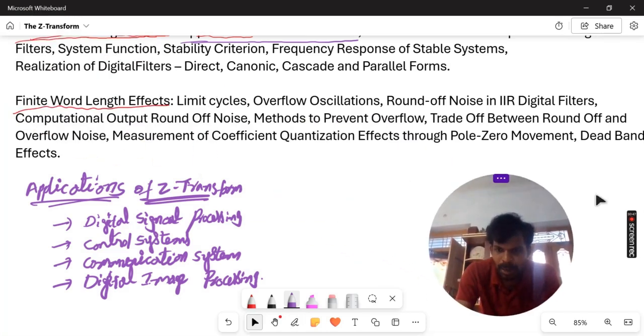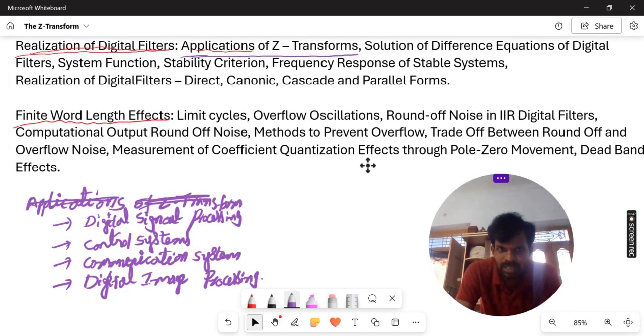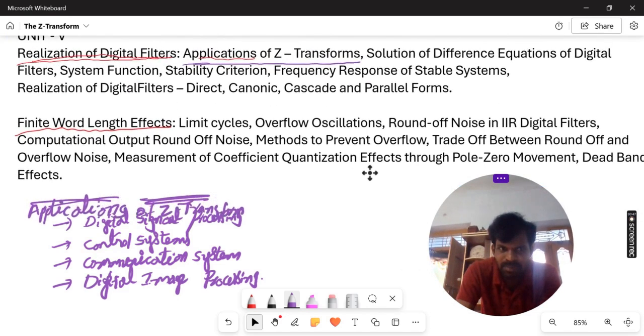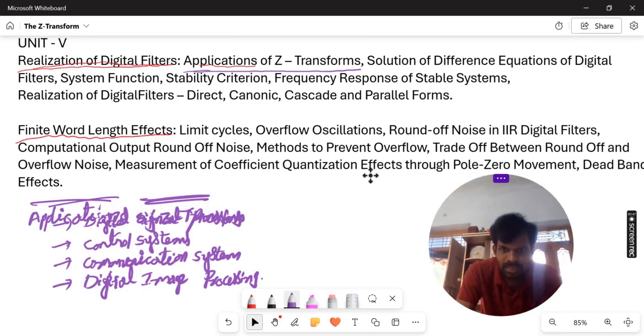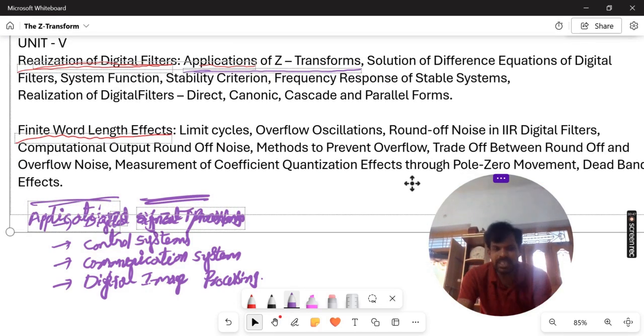The first one is applications of the Z transform. The reason we have the application of the Z transform as the first topic is that we have already studied the Z transform in signals and systems. And the second one is the solution of difference equations of digital filters. That is how we are going to find the Z transform from the difference equation.